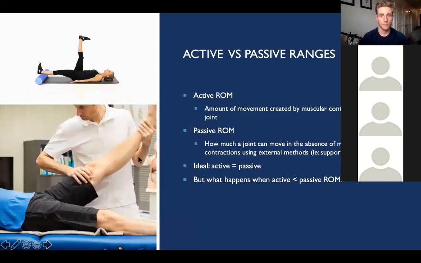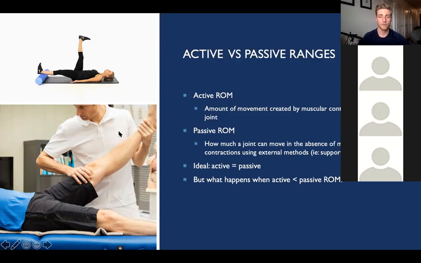Hey everybody. So again, active range versus passive range. Picture A at the top here. This individual is doing an active straight leg raise, meaning they're raising their leg up into the air, keeping it nice and straight with their own muscles, okay? So active range of motion is the amount of movement created by muscular contractions around a joint. Very different from passive range of motion.